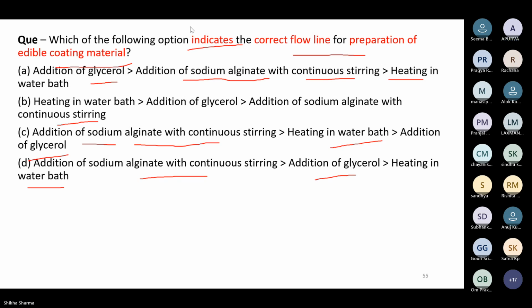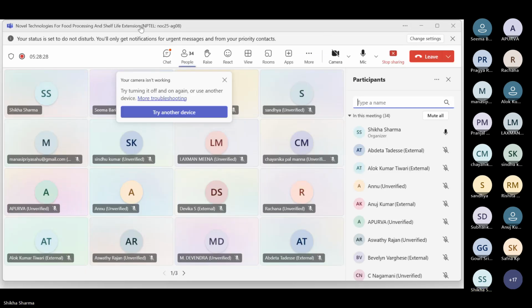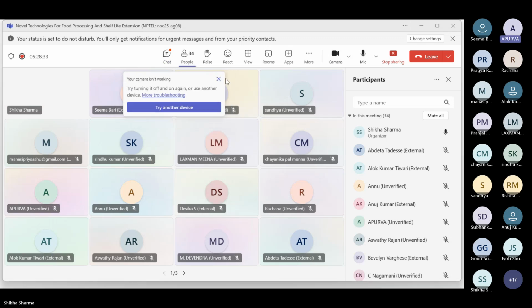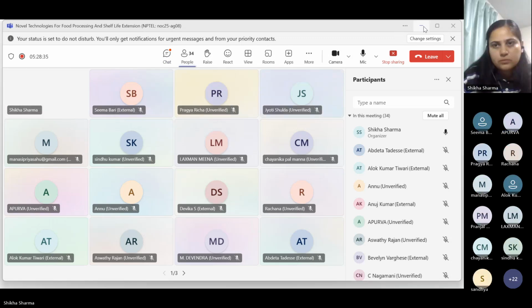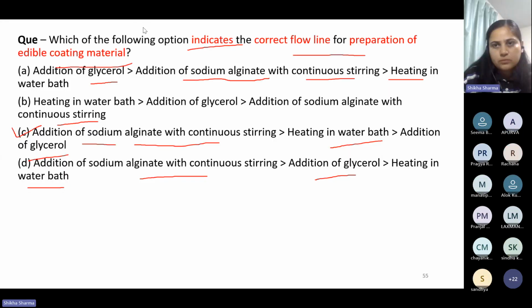Option C, ma'am. Option C, ma'am. Everyone is on option C.